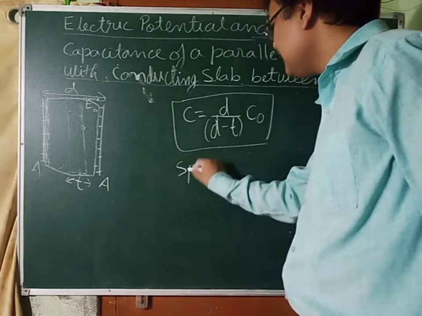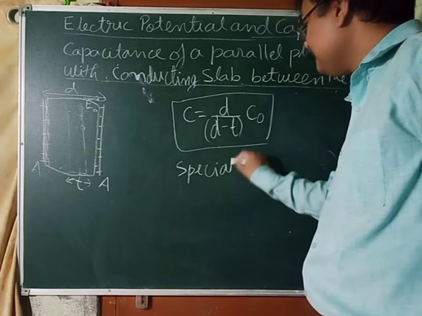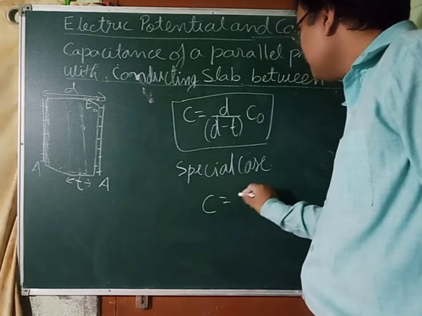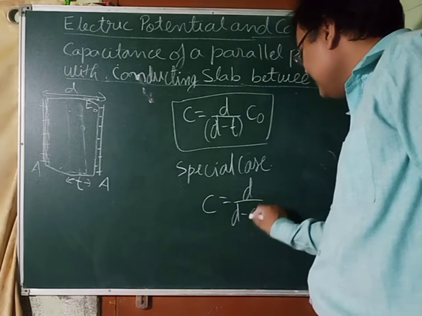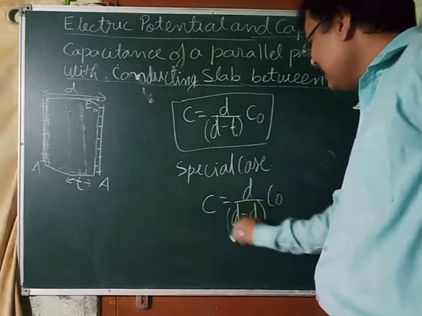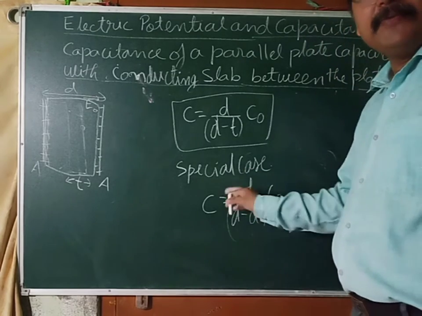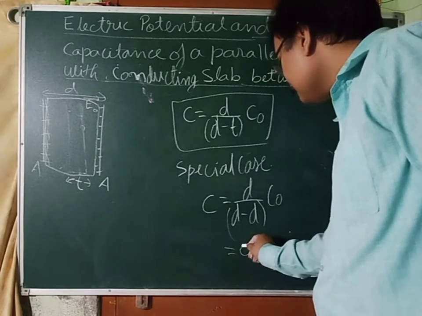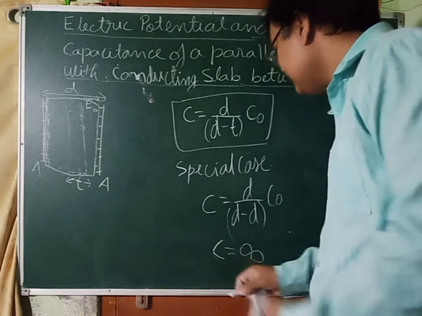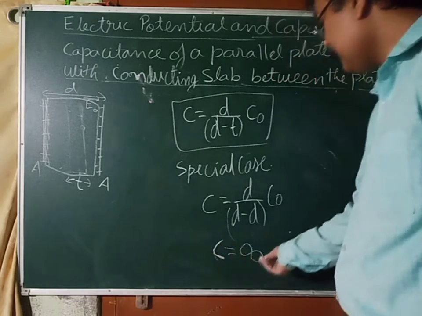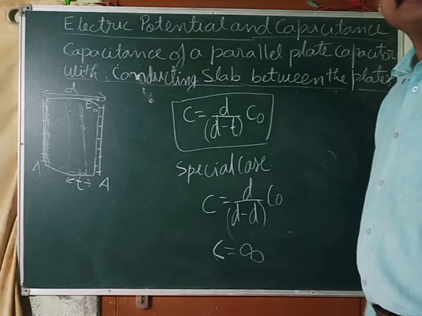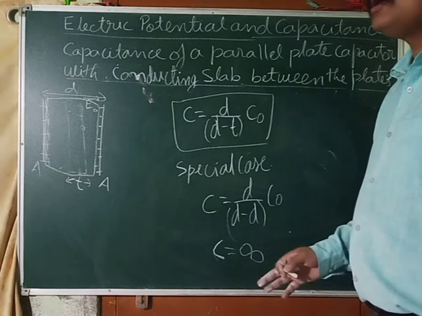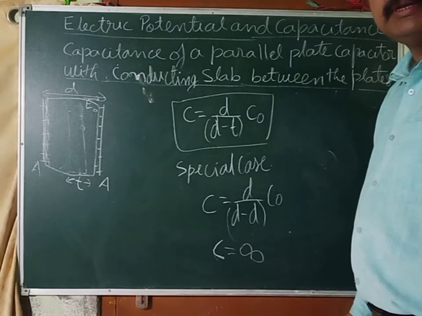So a special case. What you will have? C is equal to D by D minus D into C naught. So D minus D is 0, and something by 0 is infinite. Infinity into something is infinity. So obviously you can write here C is infinity. Okay, got it? So in this way the capacitance of a parallel plate capacitor becomes infinite when it is completely filled with the conducting slab. Got it? Okay.